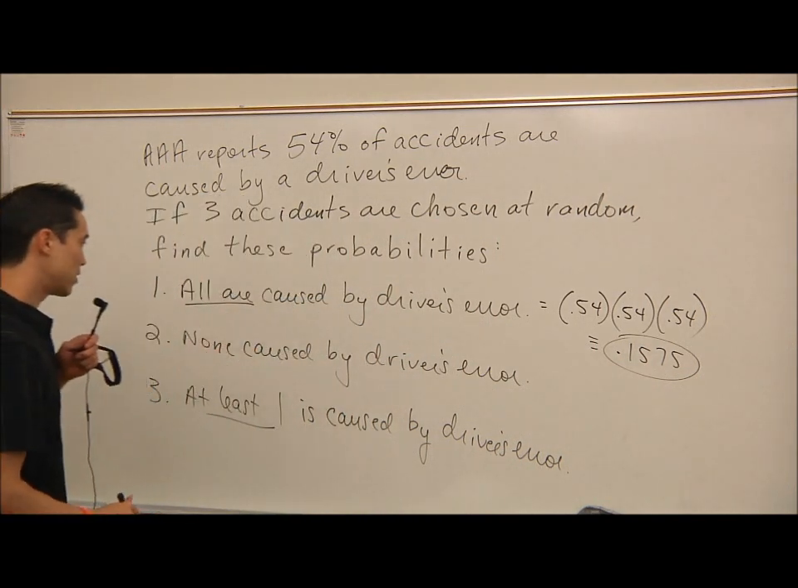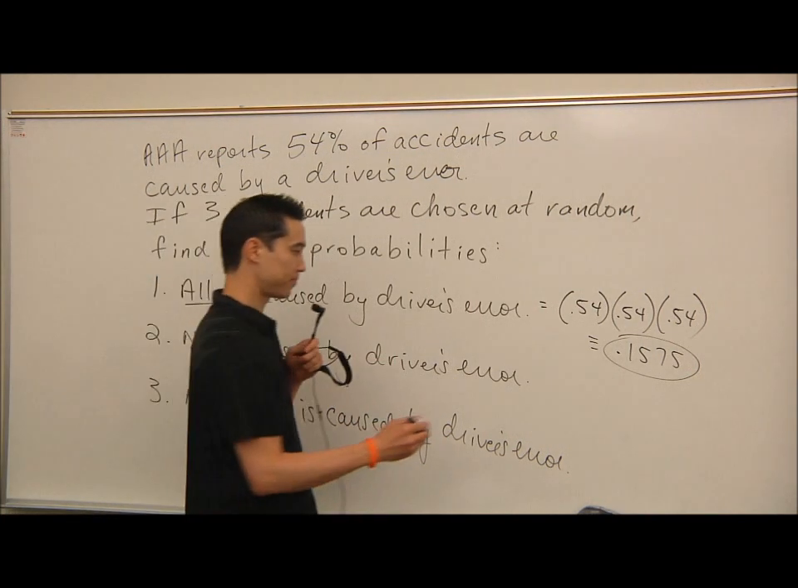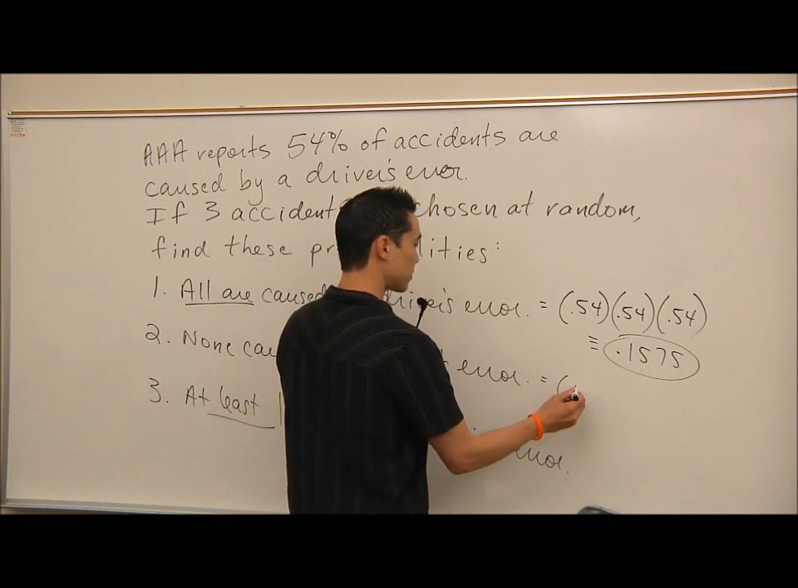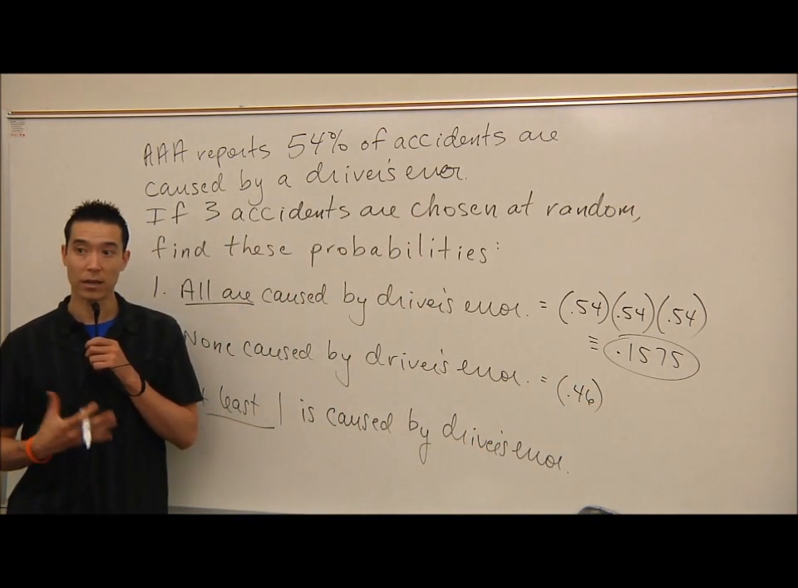Okay. Question number two. None are caused by a driver's error. So if I pick an accident, what's the probability that accident was not caused by a driver's error? 0.46. How did you get 0.46? Subtract 54 from 100. You subtract it from 1, right? And what is that called?